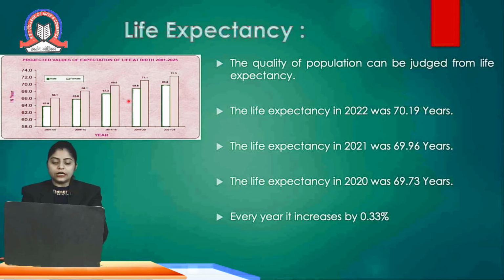We are also seeing the gender-wise life expectancy in this chart, which is for 5-year periods. If I talk about 2021-25, the male population is living to the age of 68 years and the female population to the age of 70 years. So we can say the female life expectancy is always more than the male life expectancy. The white bar indicates the female life expectancy and the green bar indicates the male life expectancy.